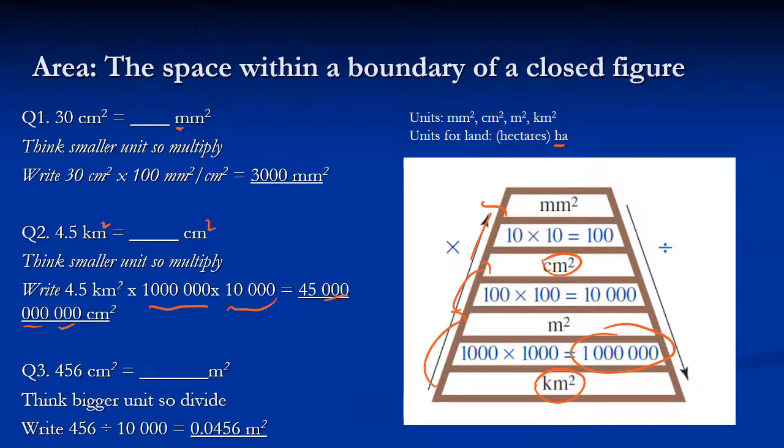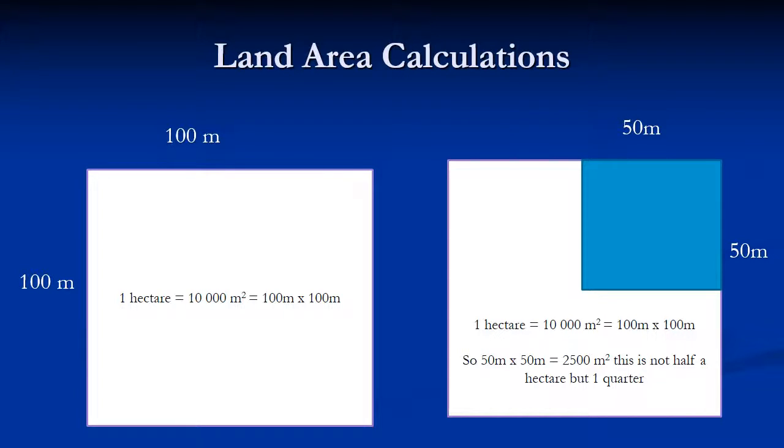If we're going from 456 square centimeters into square meters, where we're going from a smaller unit into a bigger unit, so we're going to divide, and we're going to use that conversion factor of 10,000 to get 0.0456 meters squared. If I want to think about a hectare, it is defined as 10,000 square meters. Now the square root of 10,000 is 100. So what we're really saying is 100 meters times 100 meters. So if you want to think of it as a square, that's quite easy. A square with one side of 100 meters.